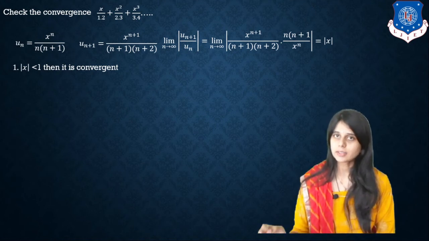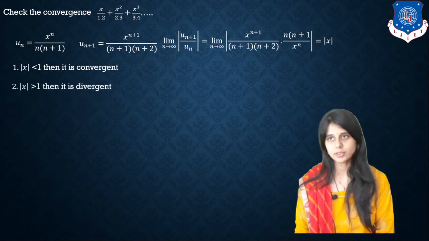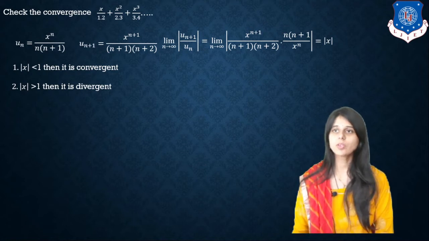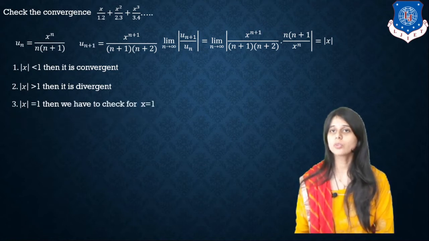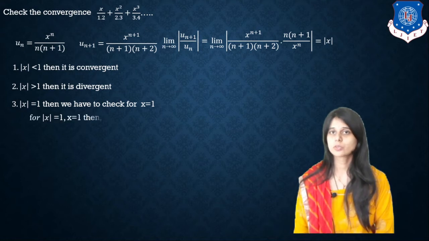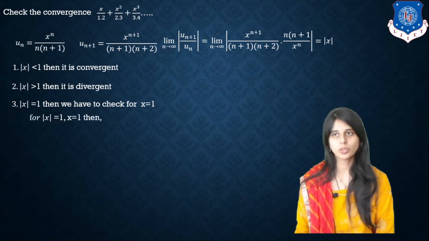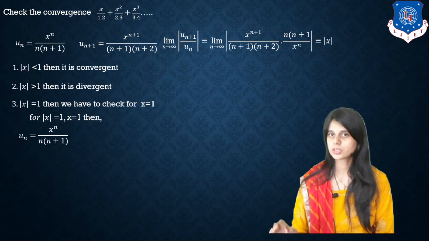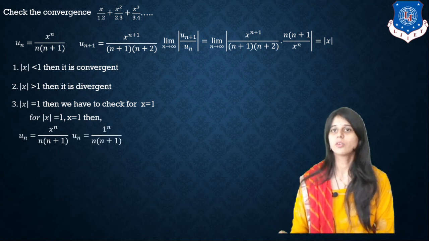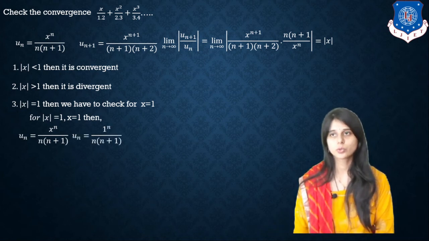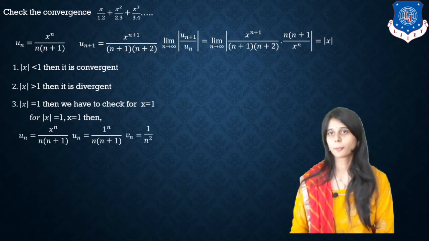If mod x is greater than 1, then it is divergent. And if mod x equal to 1, then we have to discuss the endpoints. So, if we take mod x equal to 1 and x equal to 1 in the series of the un, we get un equal to 1 raised to n upon n plus 1.